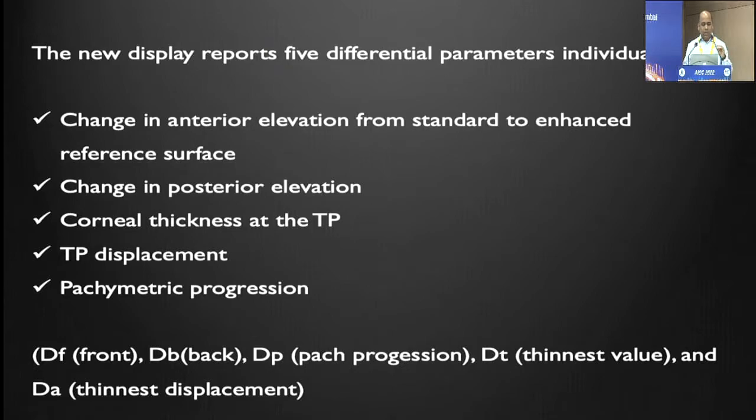Coming to the last part, the new display report gives 5 differential parameters: change in anterior elevation from standard to enhanced reference surface, change in posterior elevation, corneal thickness at the thinnest point, displacement, that means its distance from the pupil center. Further the thinnest point from pupil center, more chances of getting keratoconus. And then pachymetry progression.